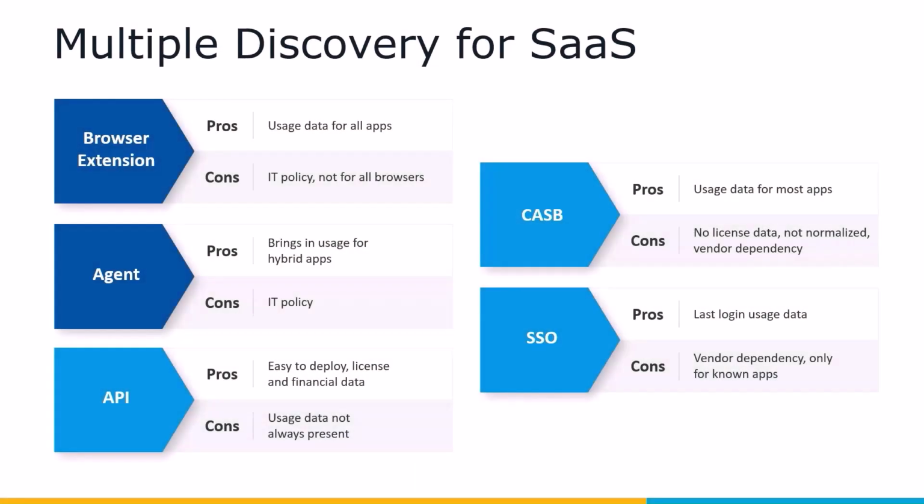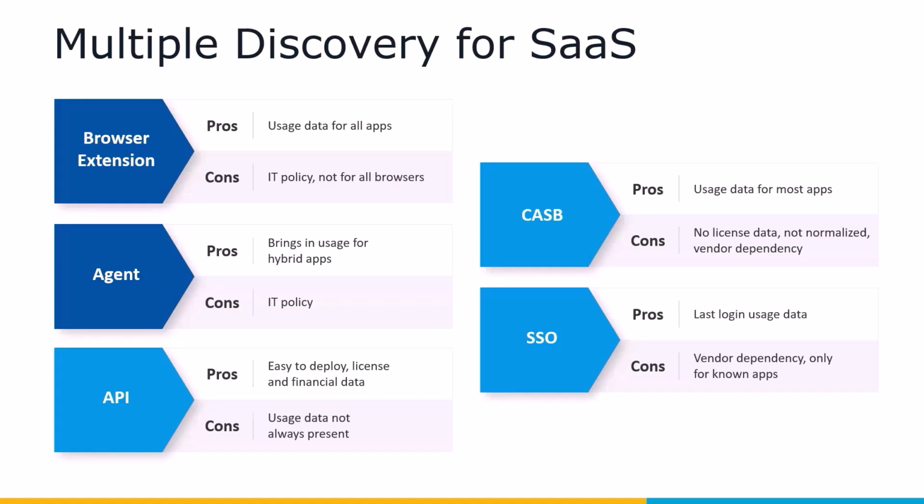In this video, we will show how Flexera SaaS Management module integrates the different data sources into a single consolidated usage view. These data sources include the browser extension, agent, vendor API, CASB, and SSO. Usage is then aggregated across these sources at the individual user level to give a comprehensive view of activity against entitlements.